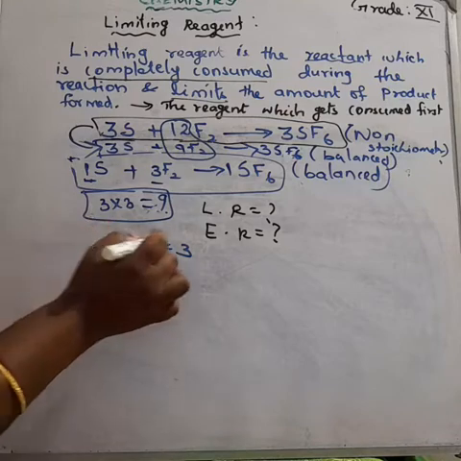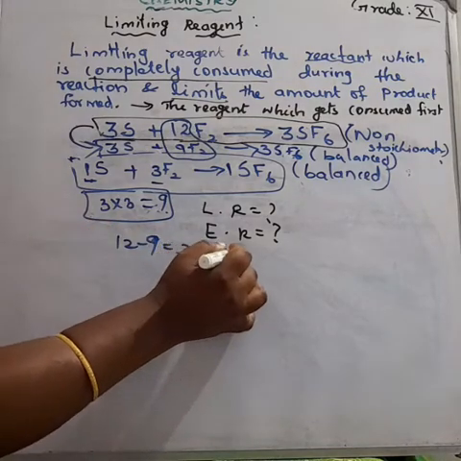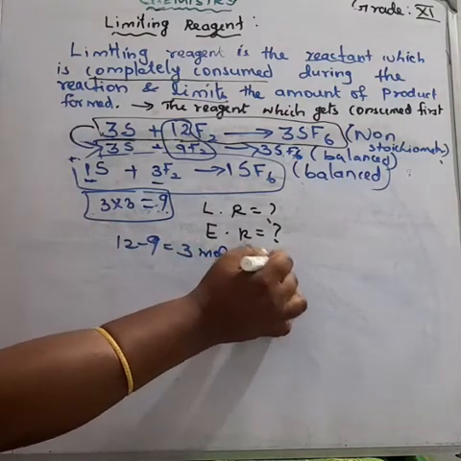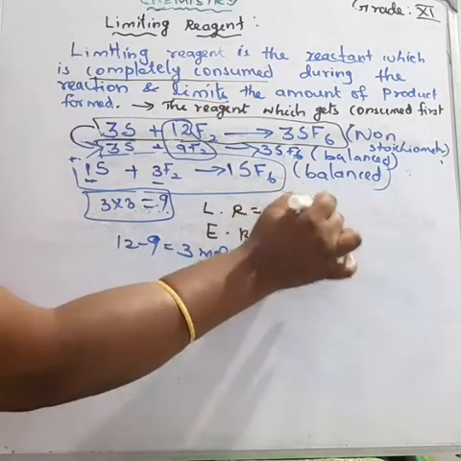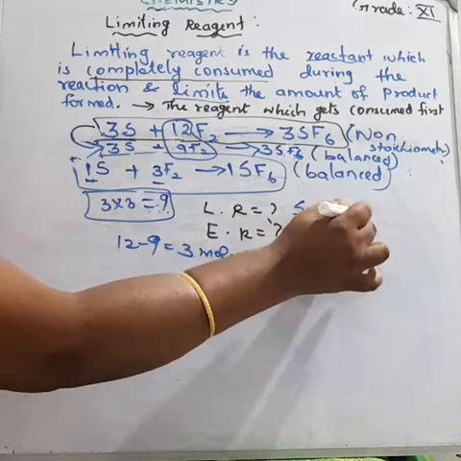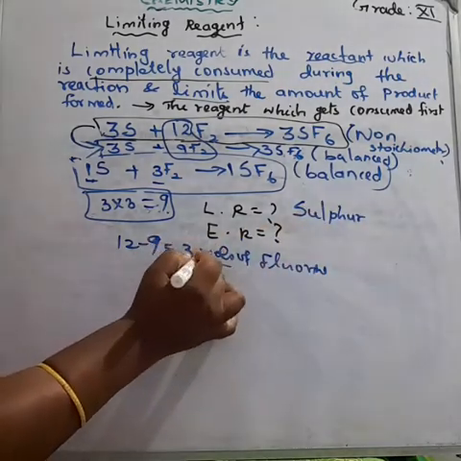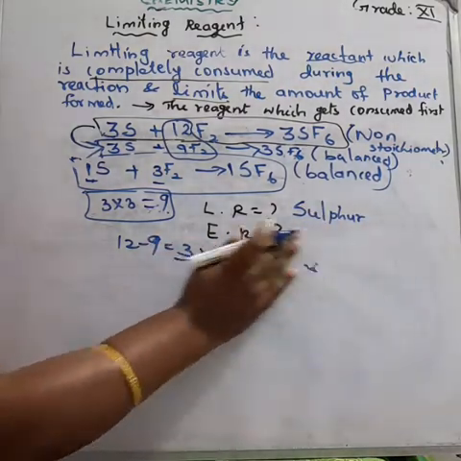Understood? So which one is the limiting reagent here? Sulfur. Limiting reagent: sulfur. Excess reagent: fluorine, because 3 moles of fluorine are in excess here. Understood? So this is one of the examples.